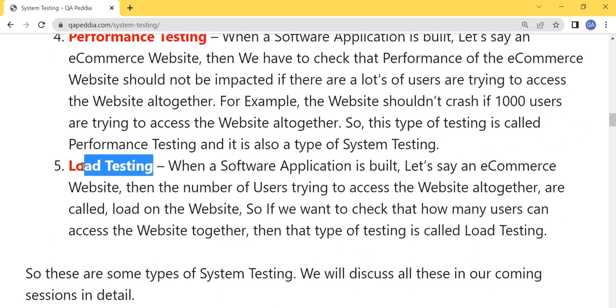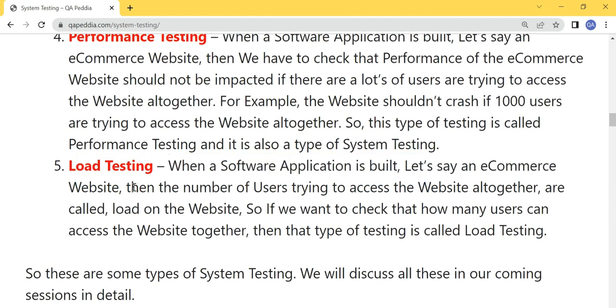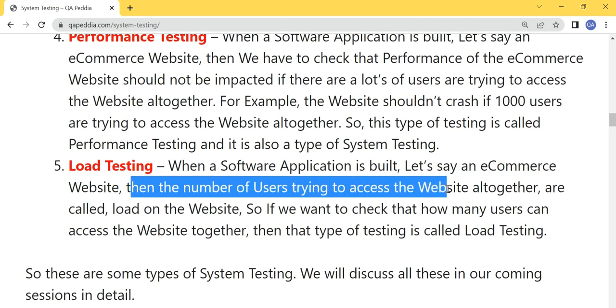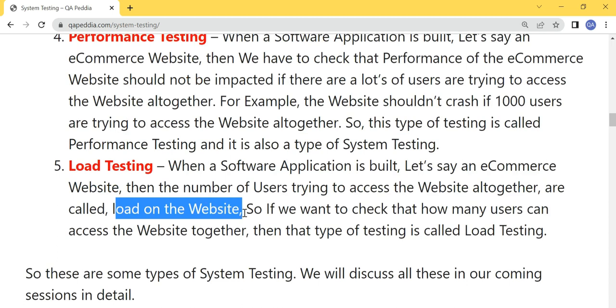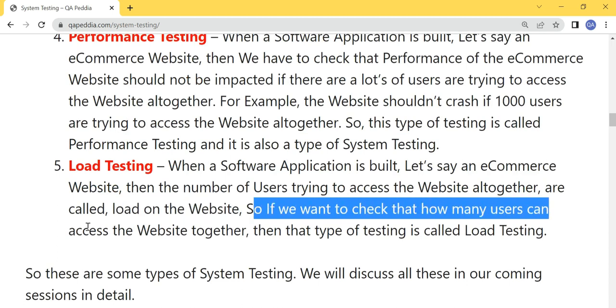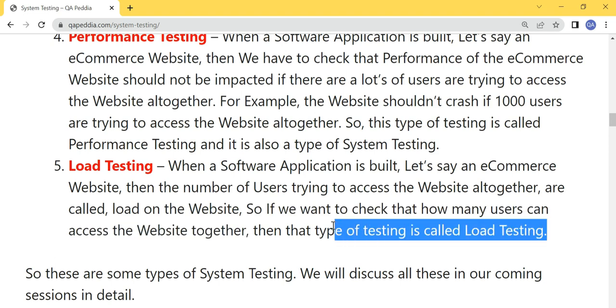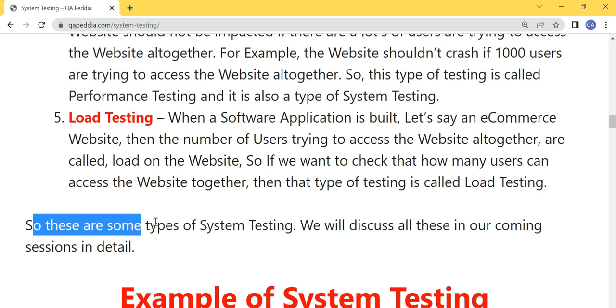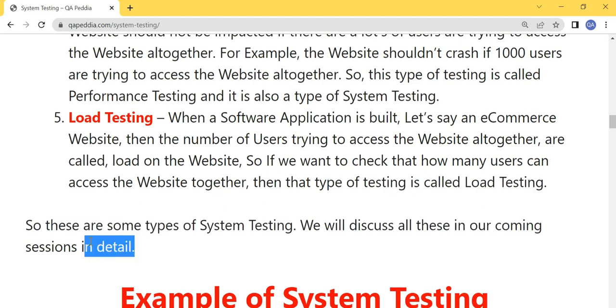Then load testing. In the same way, when an e-commerce website is built, the number of users trying to access the website altogether is called the load on the website. If we want to check how many users can access the website together, that type of testing is called load testing. So these are some types of system testing, and we are going to discuss all of these in detail in our coming sessions.